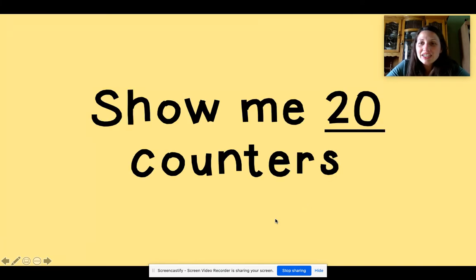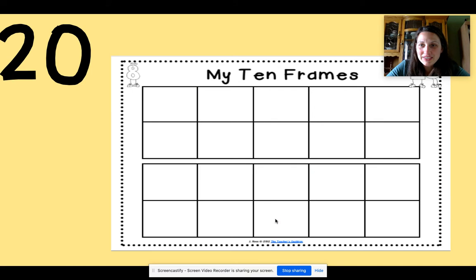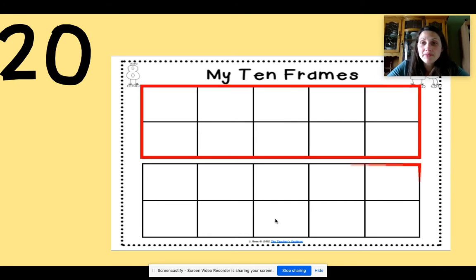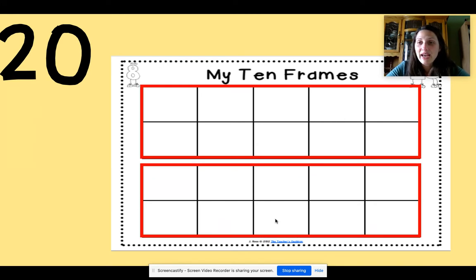So let's take a look at 20 counters. In order to make 20 counters, I'm going to need 2 tens frames. One would not be enough. So here's my first tens frame. Here's my second tens frame, and we are going to add in some counters.